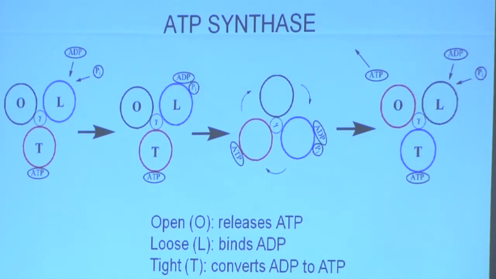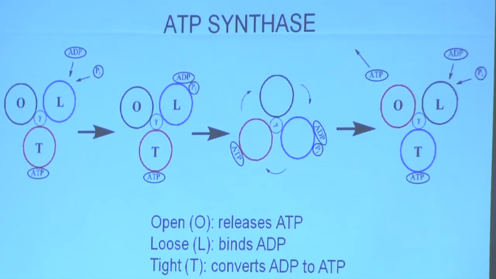But know definitely the O, L, and T, what they represent, what happens at each, and which directions things go as you rotate. So T goes to O goes to L goes to T. Question? So does each subunit go through all three of those? Each subunit will eventually go through all three of those.